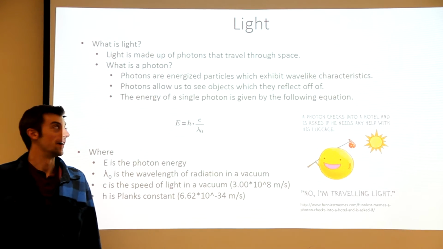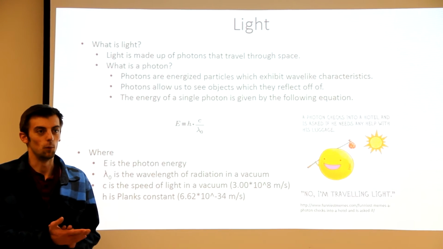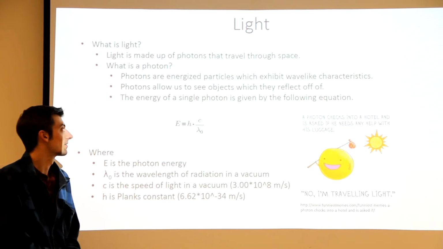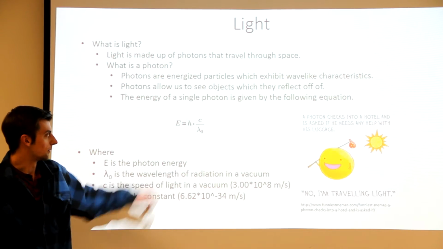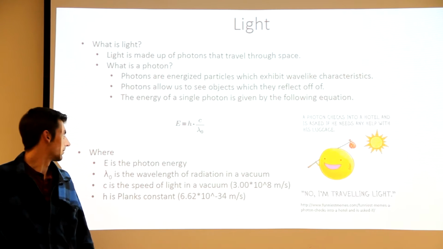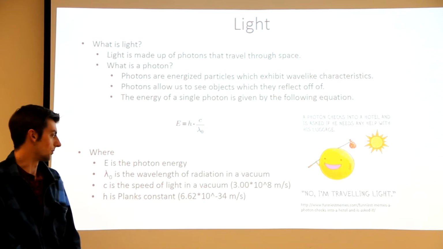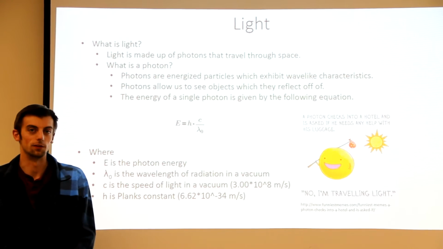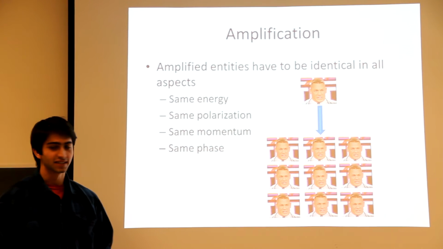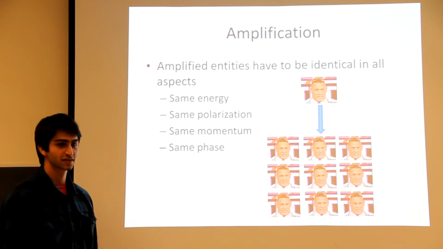L, the first letter in our acronym, stands for light. Light is made up of photons which exhibit both wave and particle-like characteristics. Photons also carry energy with them, given by this following equation, where E is the energy of the photon, h is Planck's constant, c is the speed of light in a vacuum, and lambda naught is the wavelength of radiation in a vacuum.